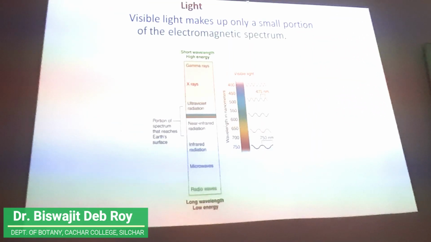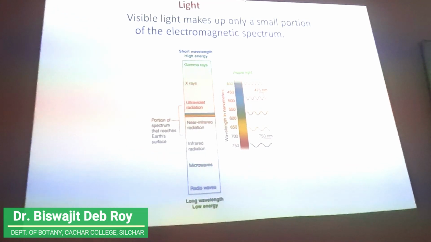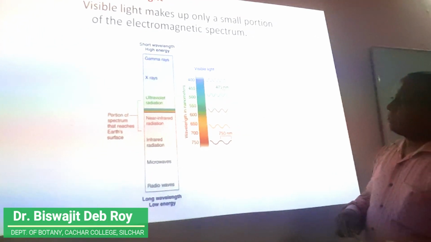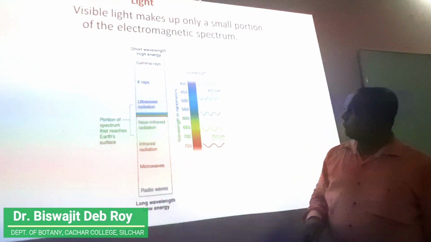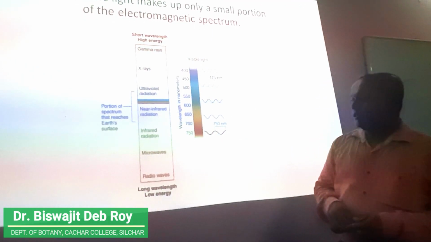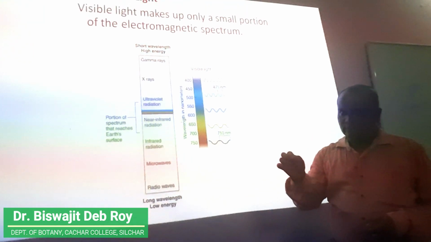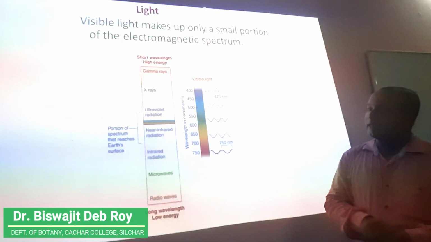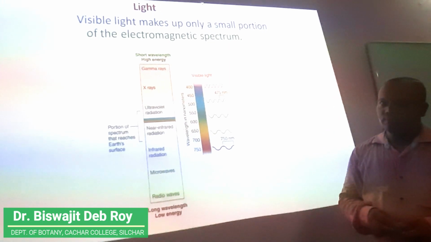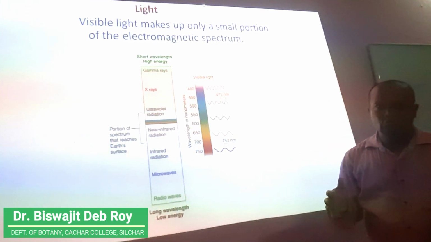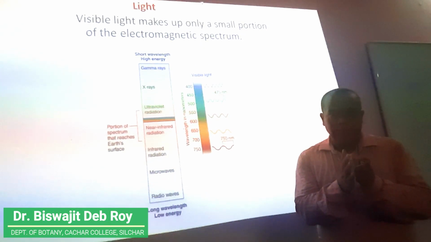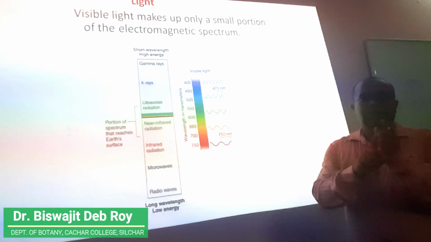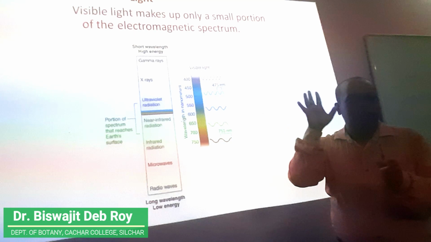In the next slide, you see the spectra. We know that here it is shown from 400 nanometer to 750 nanometer. You see, there are two things I need to make clear: absorption spectra and action spectra. What is absorption spectra? What is action spectra? When a particular pigment molecule absorbs sunlight in the visible wavelength, it shows a maximum absorption peak at a particular wavelength. This particular wavelength will be called that particular pigment's absorption spectra.